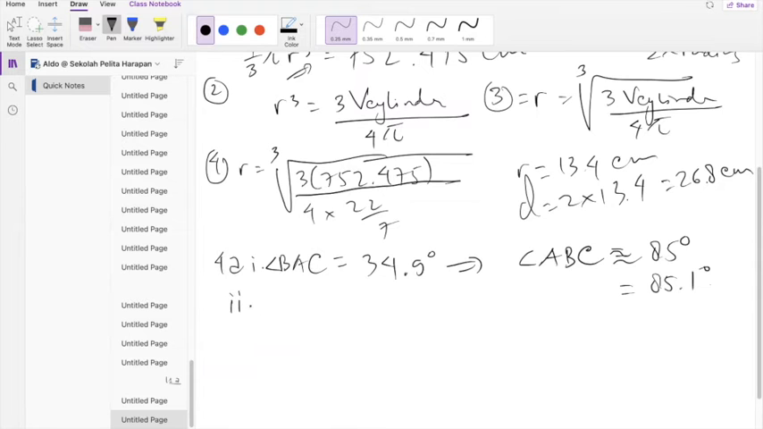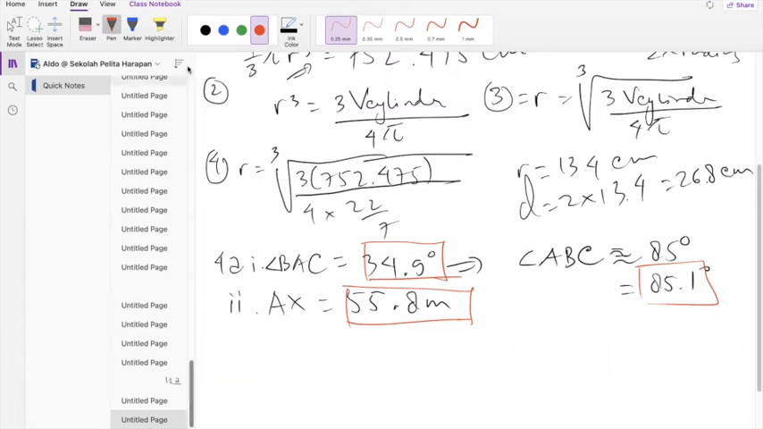Okay, now part II is about AX, which is 55.8 meters. So it's about here, here, here, and then part III.